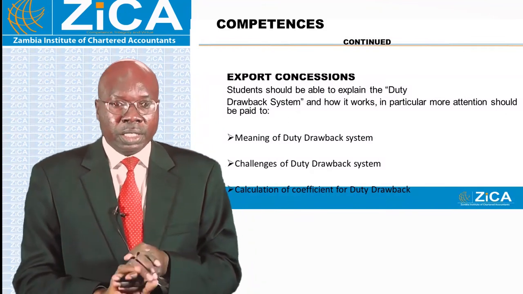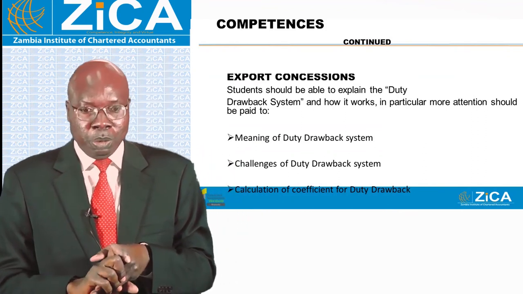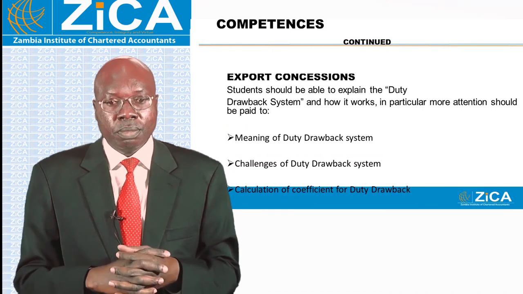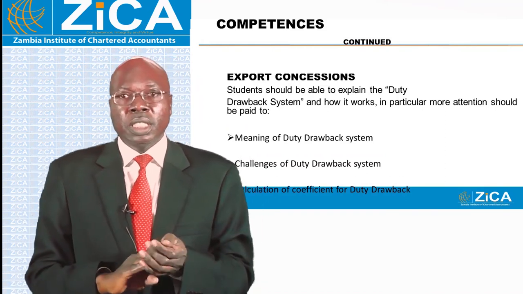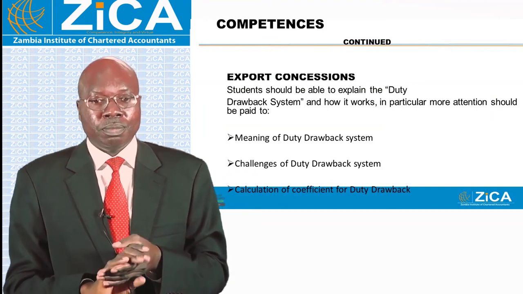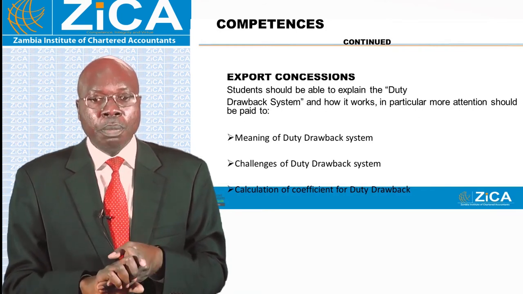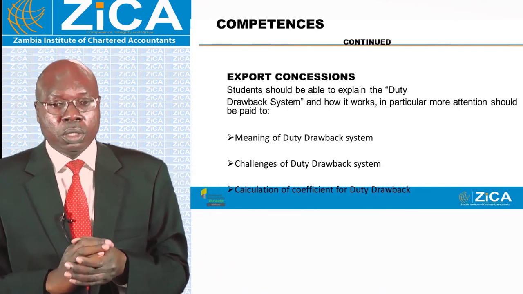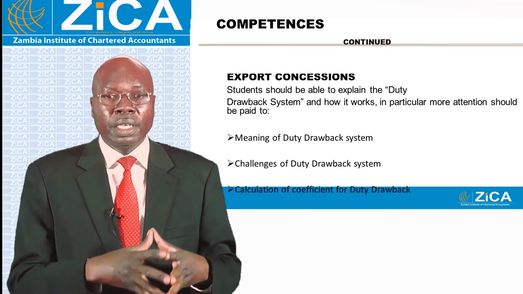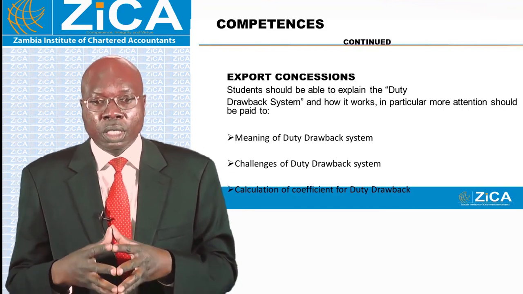Export concessions. Under this area, students should be able to explain the duty drawback system and how it works. In particular, more attention should be paid to, one, the meaning of the duty drawback system. The duty drawback system is a support program which was introduced by the government of Zambia. And what is the aim of this system or scheme? The aim of this scheme is to help the local manufacturers to try and recover the VAT that they incurred when they manufactured the goods.